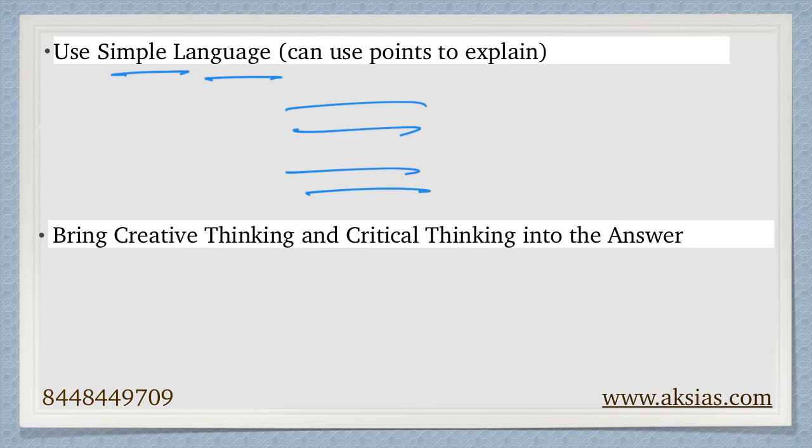The next most important aspect is to bring creative thinking and critical thinking into an answer. Please remember that even if automation replaces everything in the world that human beings can do currently, it can never replace creative and critical thinking. No wonder UPSC is looking for this quality in future candidates.